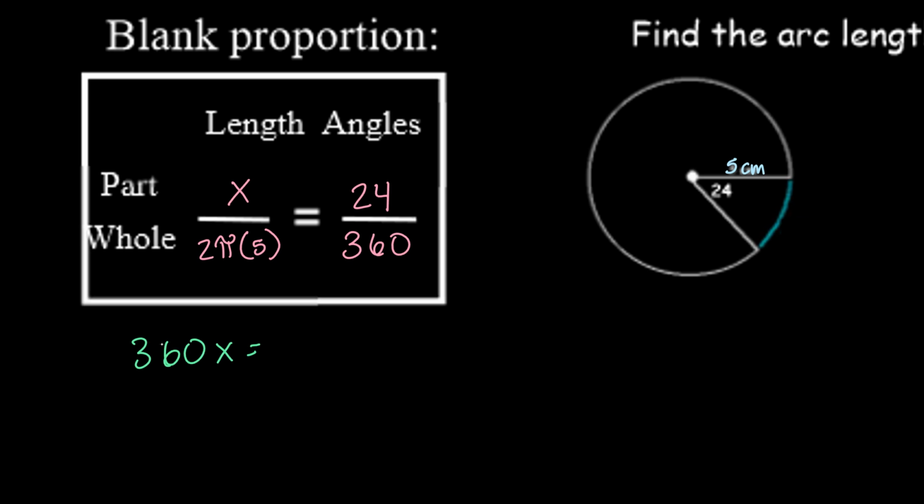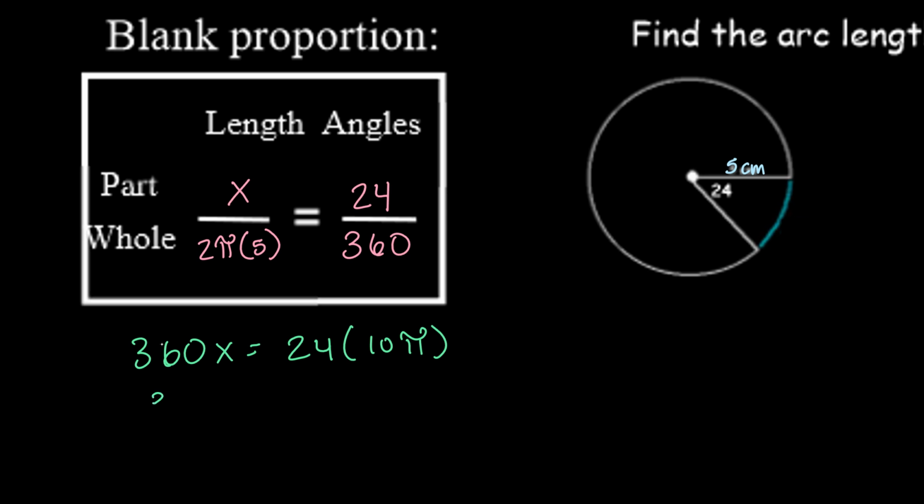Now, I'm going to tell you guys that you should leave it in terms of pi until the very end. Meaning, do not actually multiply the pi until the very end, because some of your problems are going to say, leave your answer in terms of pi. So it's easiest just not to deal with pi until the very end. So we have 24 times 10 pi. So we're going to leave it in terms of pi. That means do not multiply the pi.